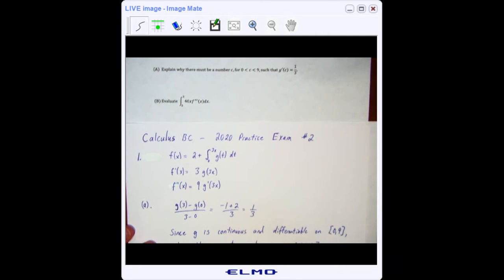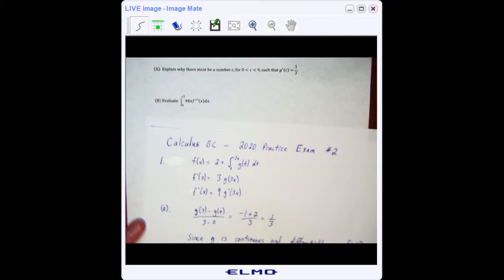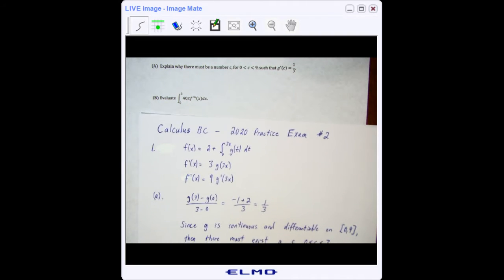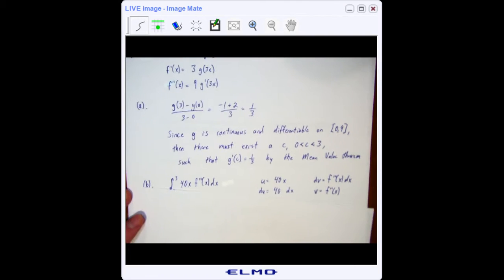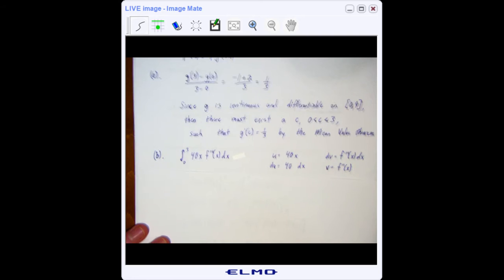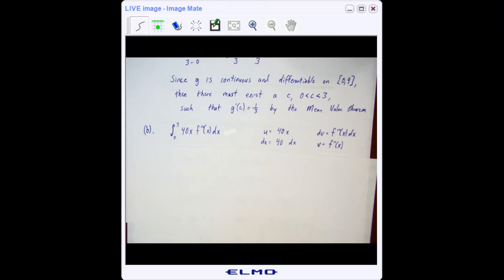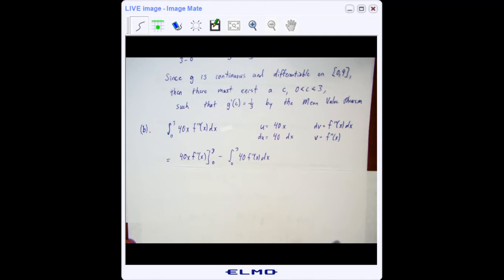All right, part B, evaluate this integral. This was a challenging problem. There's a lot going on there. The integral from 0 to 3 of 40 times f triple prime of x dx. So you had to start using integration by parts, which I think everybody did from what I remember looking at your work. You got your u and your du, your dv and your v. So rewrite it as u times v minus the integral of v du, evaluated at 3 and at 0.